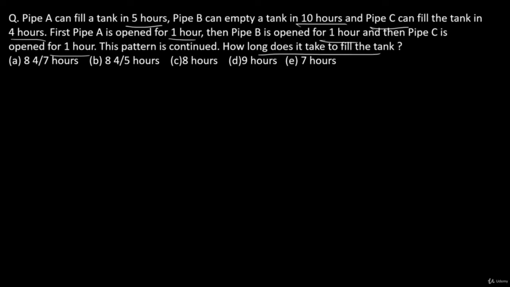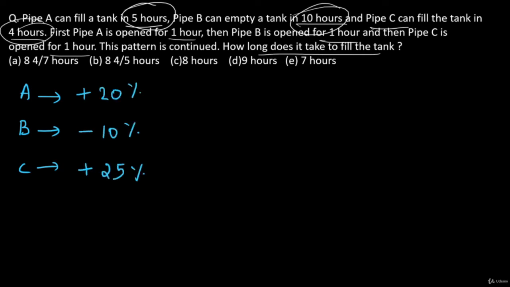Alright, we are back. I hope you have given it a try. Let's do it together. Now here we have 3 pipes. Now pipe A can fill the tank in 5 hours, pipe B can empty it in 10 hours, and pipe C can fill it in 4 hours. So in 1 hour, pipe A will fill 20% of the tank, that is 1 by 5. Pipe B will empty 10% of the tank, that is 1 by 10. And pipe C will fill 25% of the tank, which is 1 by 4.